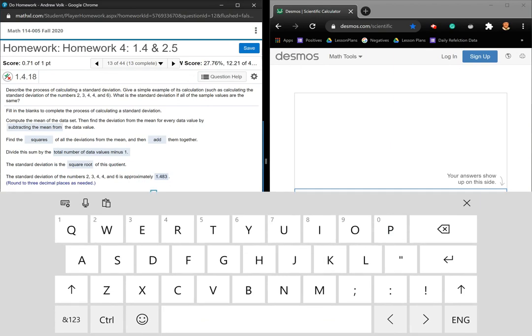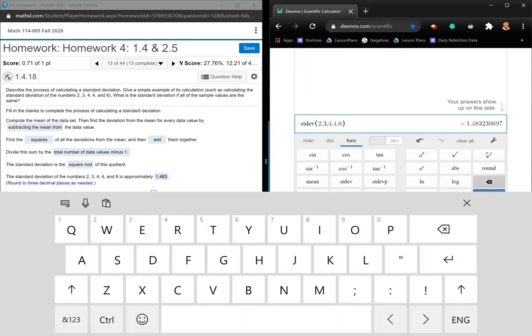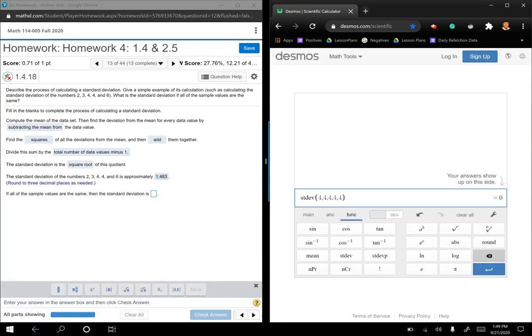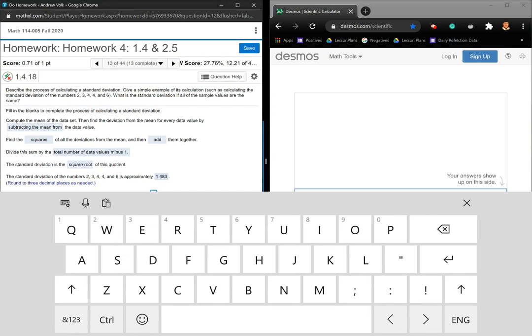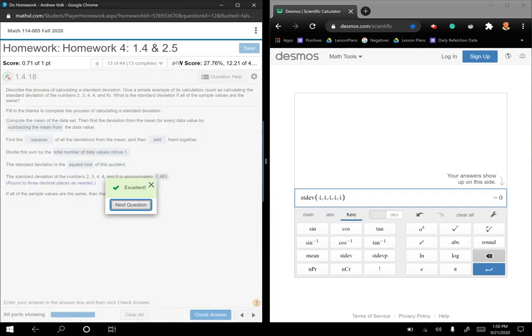Now, they'd ask me one last question. It says, if all the sample values are the same, then the standard deviation is, okay, so if that sounds confusing, that just means what we're going to do is we're going to switch all these to the same to see, what if they were all 4? We have a couple 4s. What if they were all 4? What would the standard deviation be? 0. Well, that kind of makes sense. What it says is, how much does this data vary? And it doesn't vary at all. It's 0. For our standard deviation.